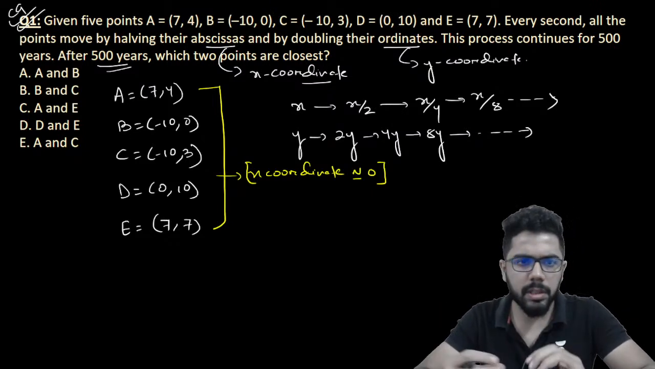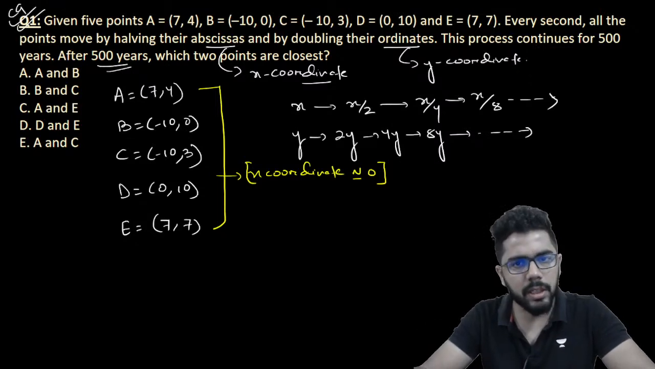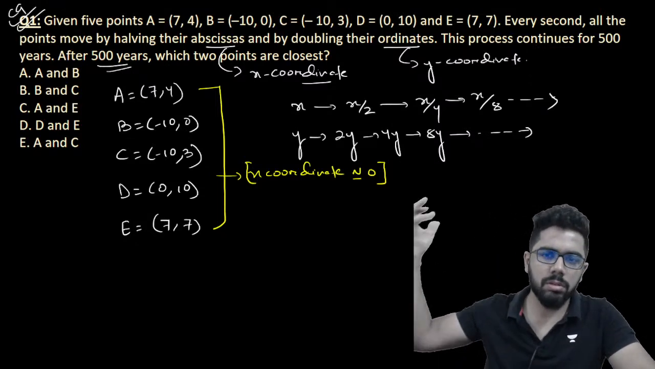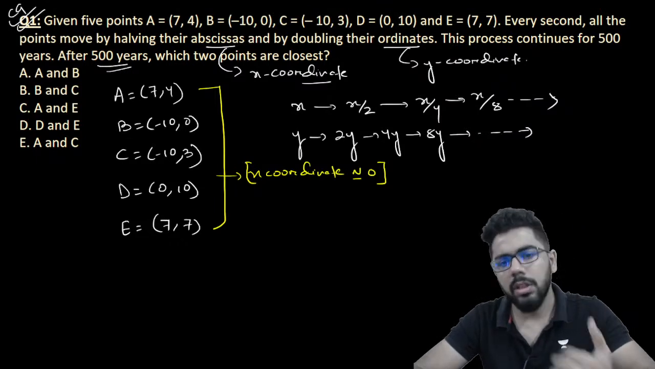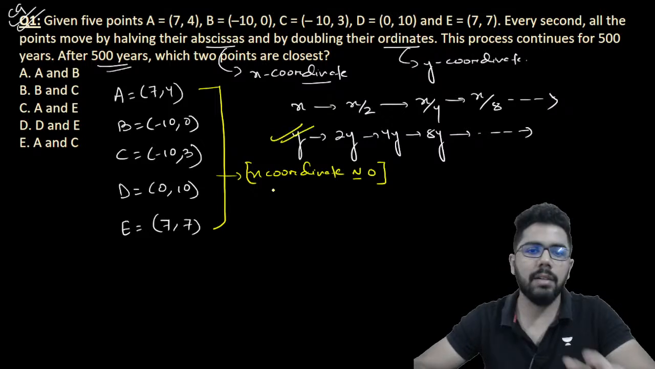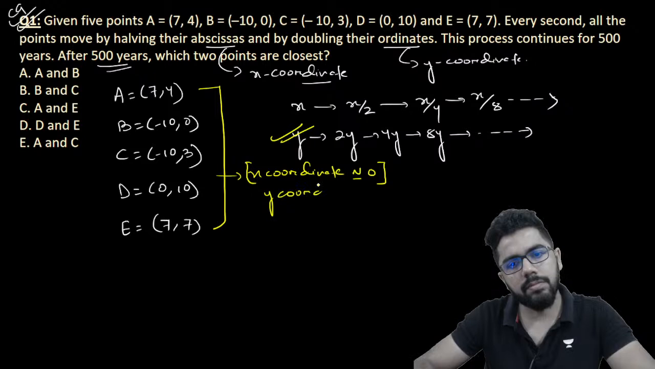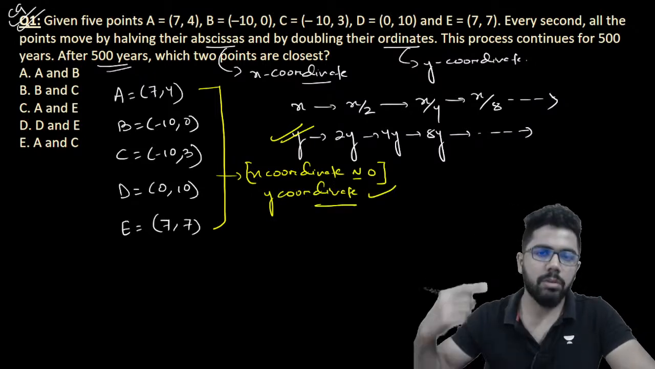It may be on the negative side or the positive side, but I can almost take them as 0 because that value will have no significance. 0.00000, it doesn't have any significance now, it's almost 0. But the y coordinate will have some value, because the y coordinate keeps doubling, so every second it's increasing in value.